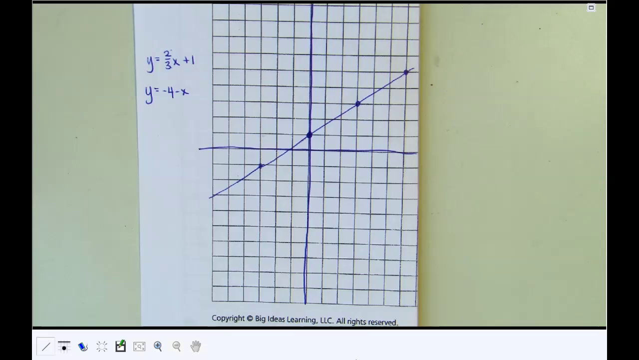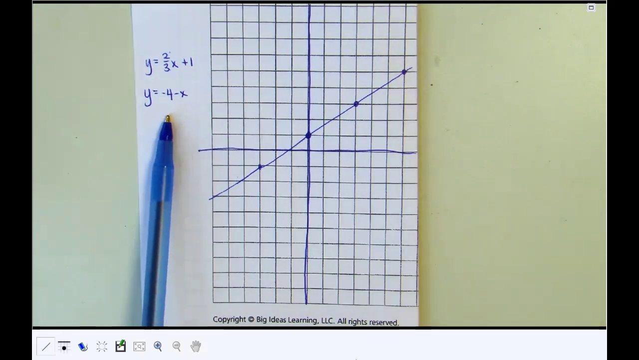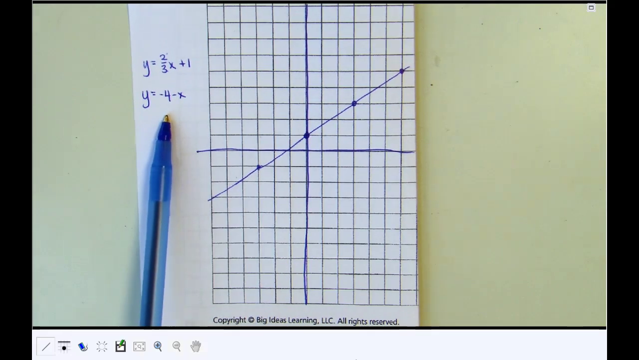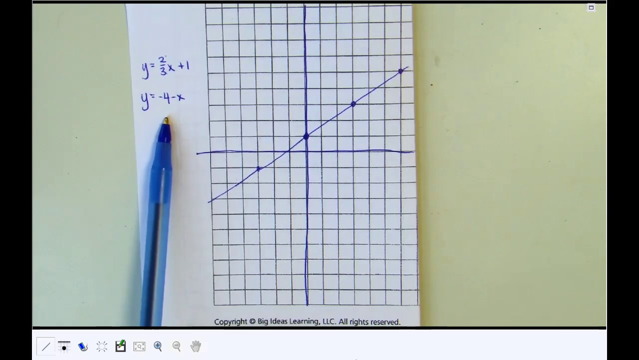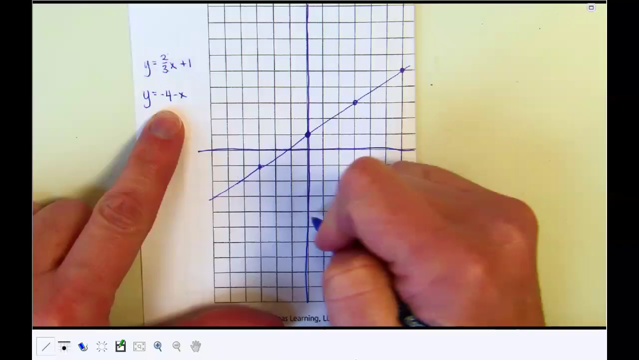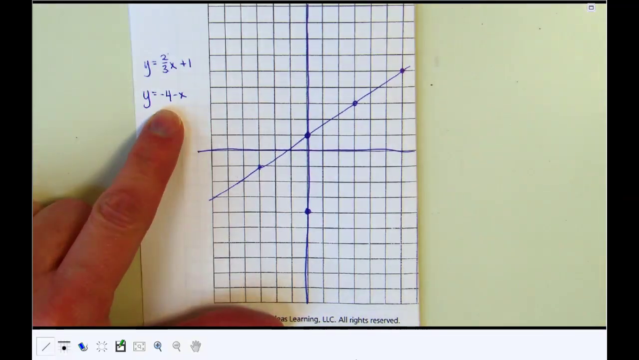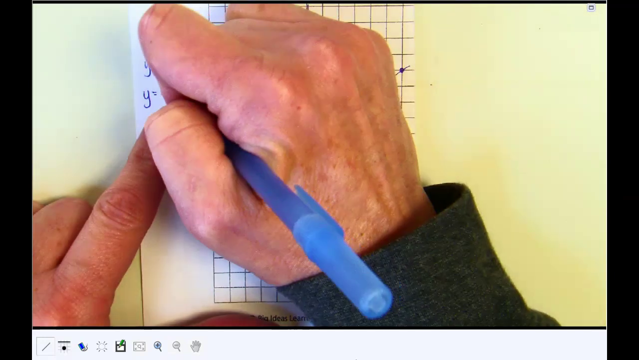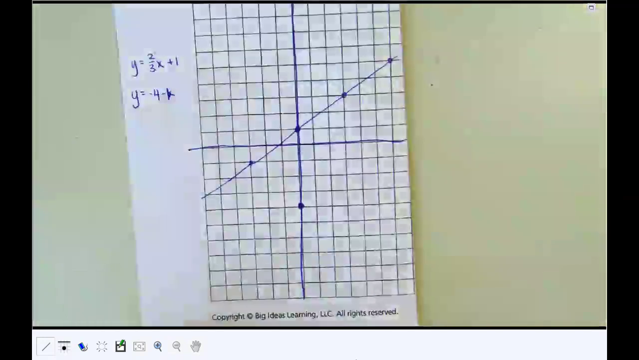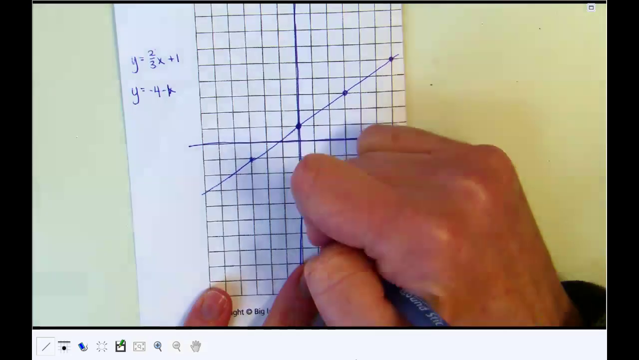Okay, take a look at the second equation. What's its y-intercept? -4. So I'm down here. What does the slope tell me? Well, what number is the slope? -1. So what does that tell me to do? Down 1 and right 1.